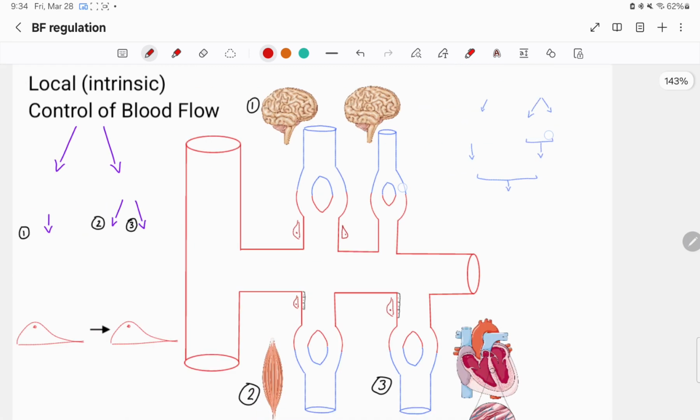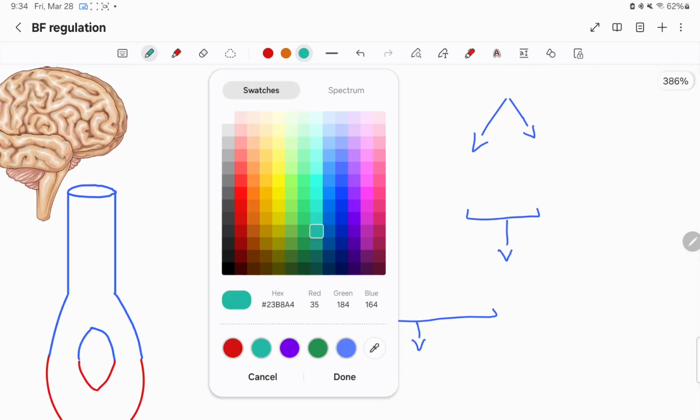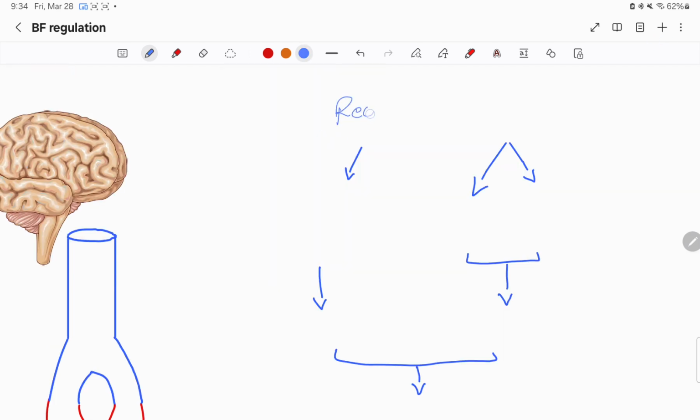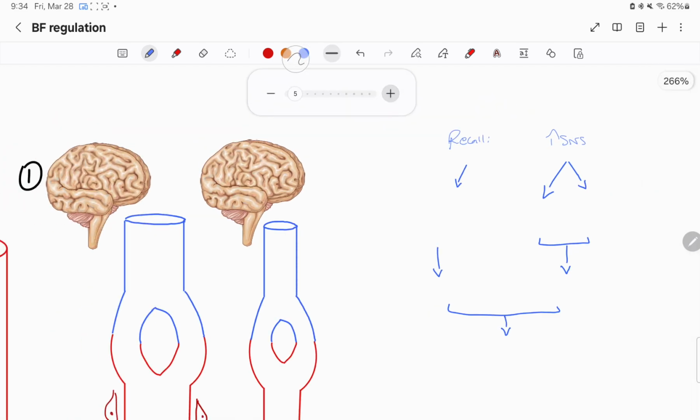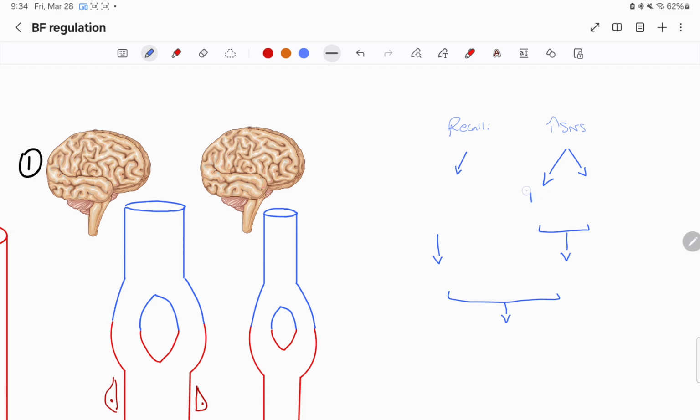But first things first, I would like you guys to recall something. I would like you to recall that an increased sympathetic nervous system activity, okay, will lead to an increase in heart rate and an increase in stroke volume, which will increase your cardiac output. The other thing I would want you to remember is that this increased sympathetic nervous system activity would lead to vasoconstriction, okay?